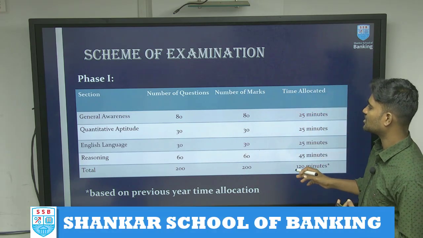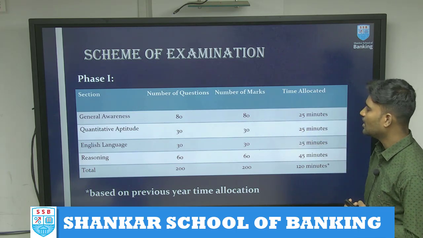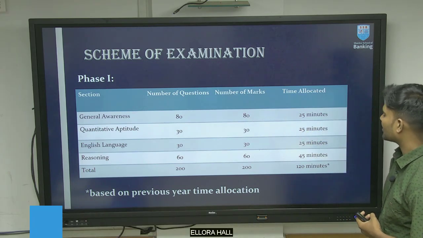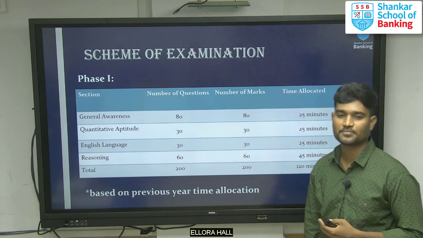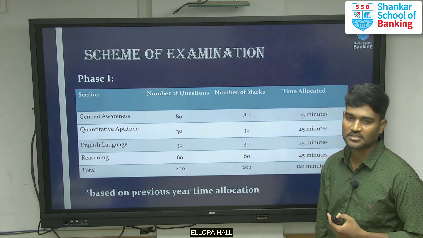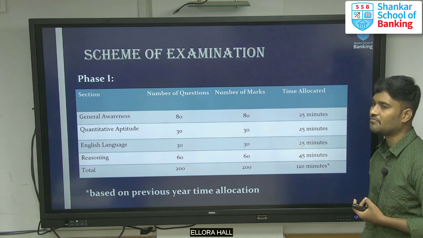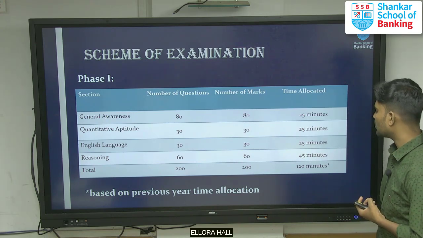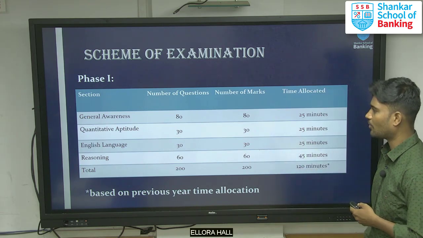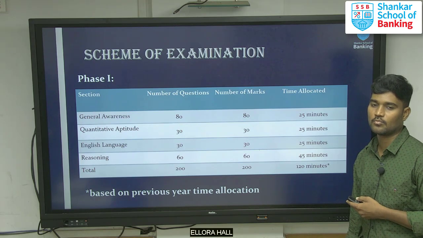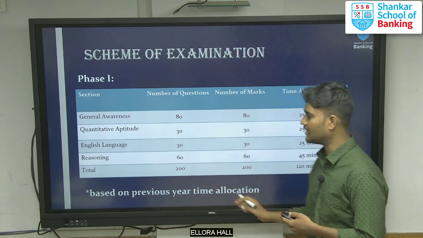In the last year, the sectional timing was: general awareness 25 minutes, quantitative aptitude 25 minutes, English language 25 minutes and reasoning 45 minutes. Except reasoning, for the rest of the three sections they provided 25 minutes of time. For reasoning, they provided 45 minutes of time, right? So total 120 minutes. Later we will discuss the topics, the strategy, and how much time we are going to spend on each section.